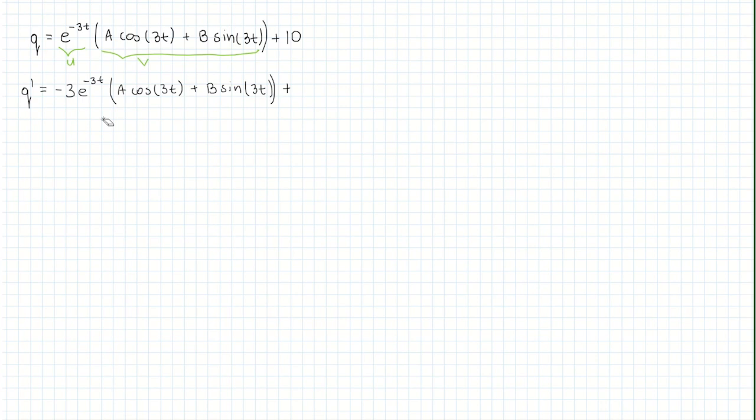Now I will take the first function and multiply it by the derivative of the second one. The derivative of cosine is negative sine, and I have to multiply it by the derivative of the inside function. I'm using the chain rule, so it's minus 3a sine 3t plus b. The derivative of sine is cosine, but again I need to multiply by the derivative of the inside function. So it's 3b cosine 3t, and the derivative of 10 is equal to 0.